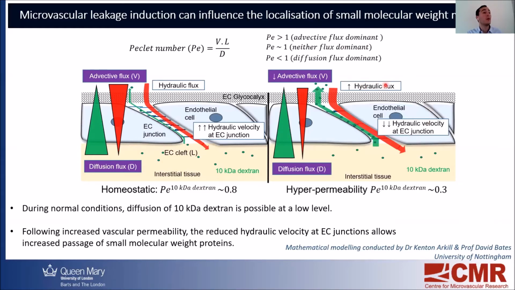We know that there will be an increased hydraulic flux coming from the blood, but the weakening of endothelial cell junctions leads to a more important reduction in the hydraulic velocity. And all in all, this more important reduction in velocity leads to a reduced advective flux and decreases the Péclet number to about 0.3, indicating that it's highly likely that the small molecular weight protein could cross the endothelial cell barrier.